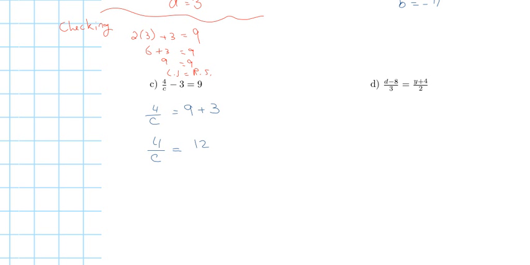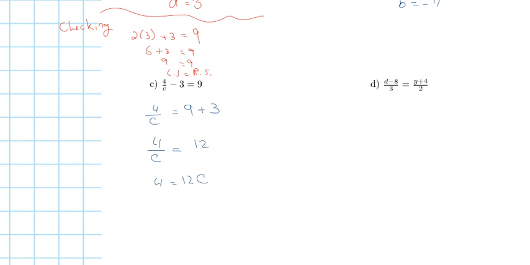Multiply by C, right? Always, you're going to have to move your denominator. You can't move your numerator, okay? So you're going to have to bring over your denominator here, because it's a division, it's going to become a multiplication. So I have 4 equals 12C, and then divide by 12, okay?